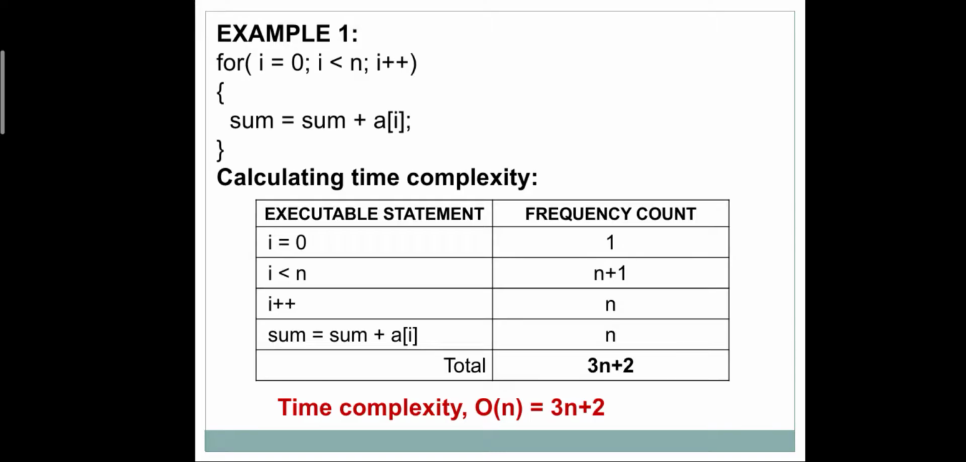The statement i = 0 gets executed only once. i < n gets executed for n + 1 times, in the sense n times for true and 1 time for false condition. i++ gets executed for n times. sum = sum + a[i] gets executed only for n times, that is for true conditions only. Finally, sum up all of the above. We get 3n + 2 as the time complexity, which is denoted as big O of n.